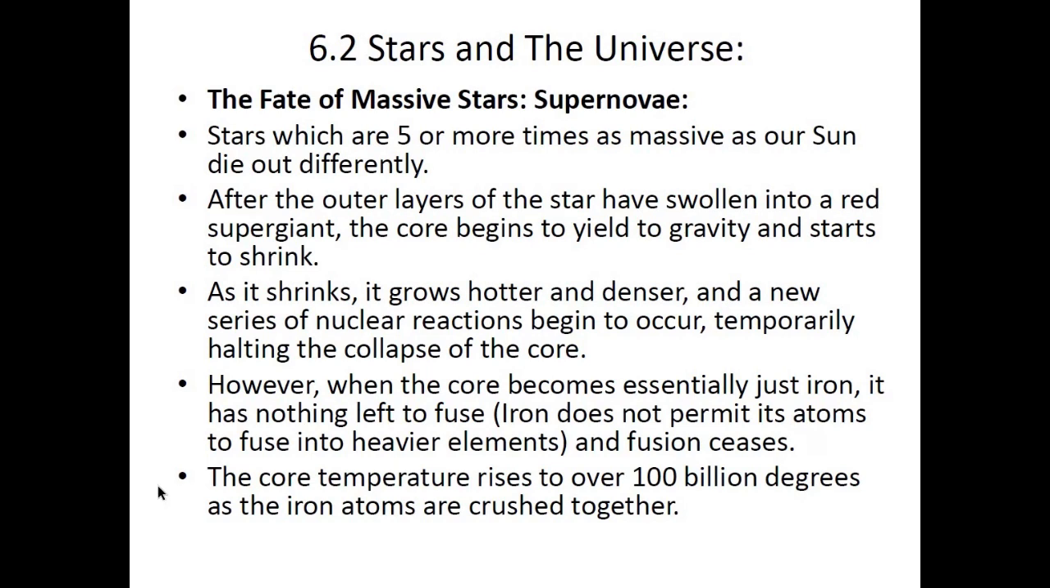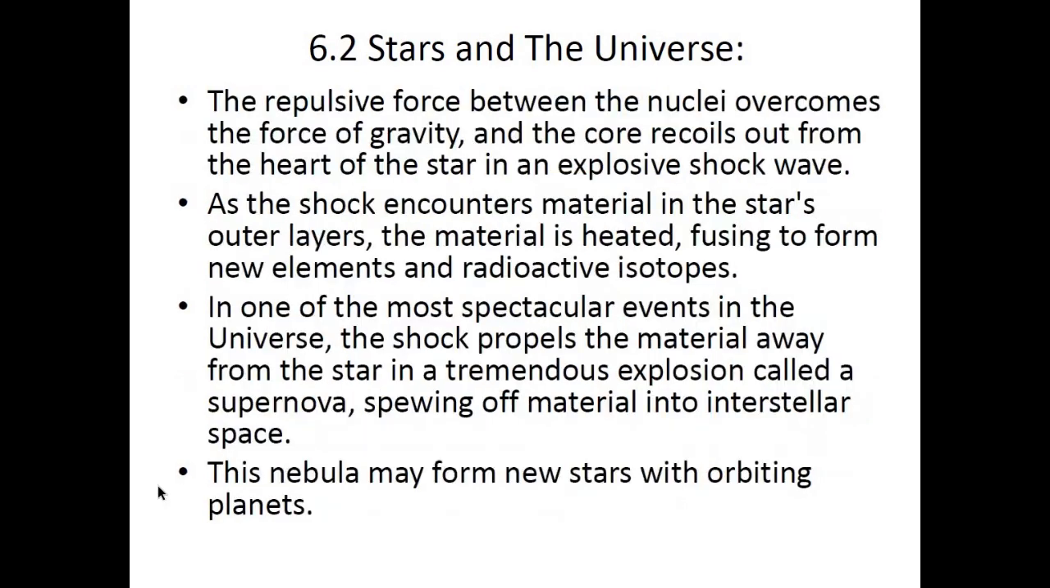As it shrinks, it grows hotter and denser, and a new series of nuclear reactions begins, temporarily halting the collapse of the core. However, when the core becomes essentially just iron, then it again has nothing to fuse together, because iron does not permit its atoms to fuse into heavier elements. Hence, the fusion reaction ceases. The core temperature rises to over 100 billion degrees as the iron atoms are crushed together.